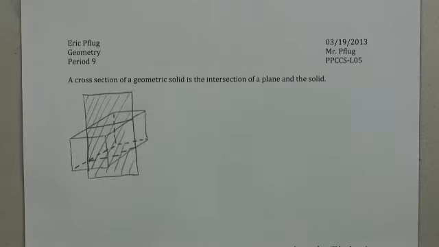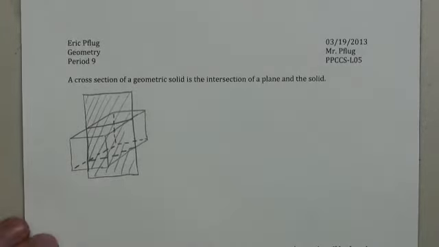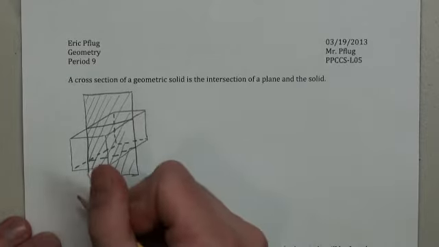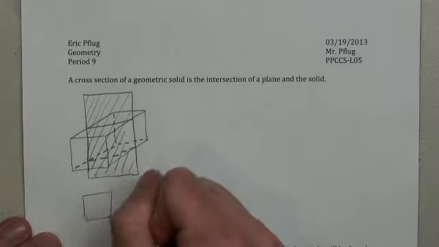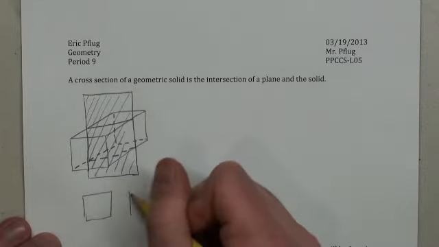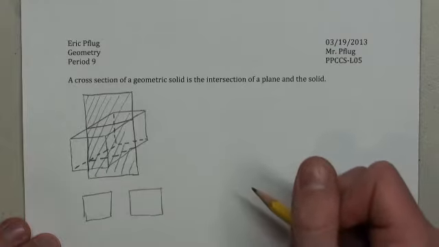Right? So this plane sliced this thing in half, and we opened it up, right? So what you would have when you opened it is essentially one side would be a square and the other side would be a square or a rectangle. They would be like that. Okay?